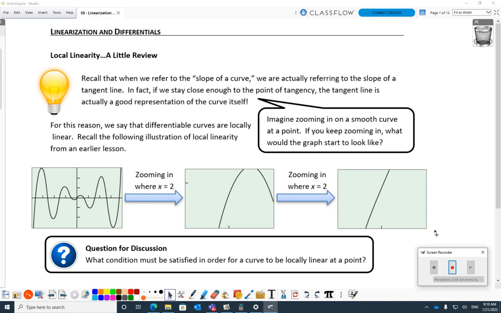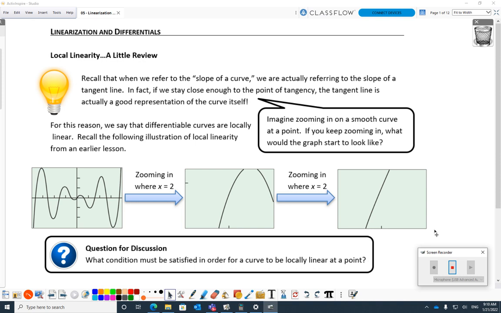So when we refer to the slope of a curve, we are actually referring to the slope of a tangent line. In fact, if we stay close enough to the point of tangency, the tangent line is actually a good representation of the curve itself. Imagine zooming in on a smooth curve. Ooh, important word here, smooth curve. We need a smooth curve to do this. If you keep zooming in, what would the graph start to look like?